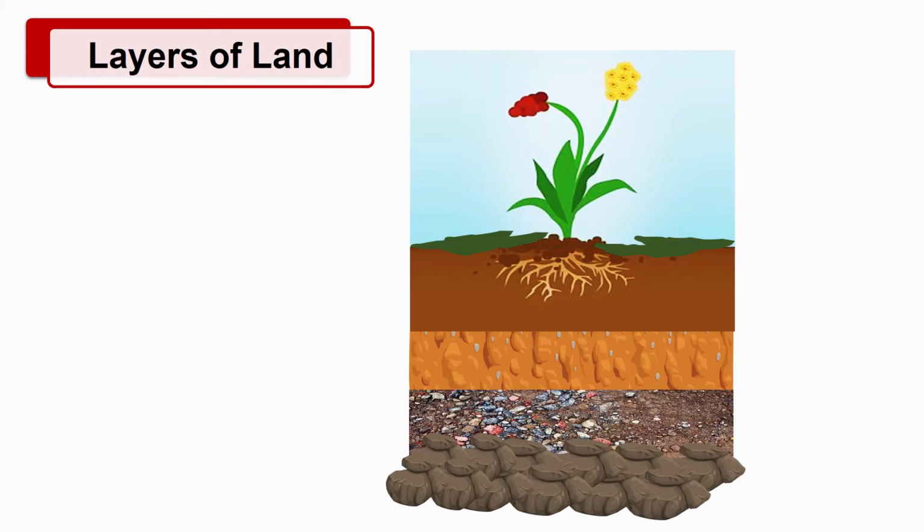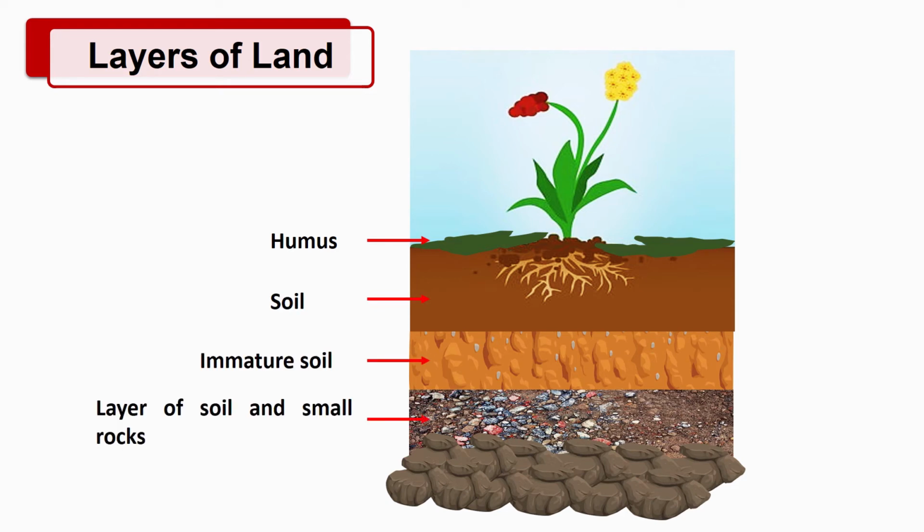Now, let's discuss the layers of land. Land is made up of distinct layers. These layers are humus, soil, immature soil, layer of soil and small rocks, and bedrock. Let's discuss these layers of land in detail.